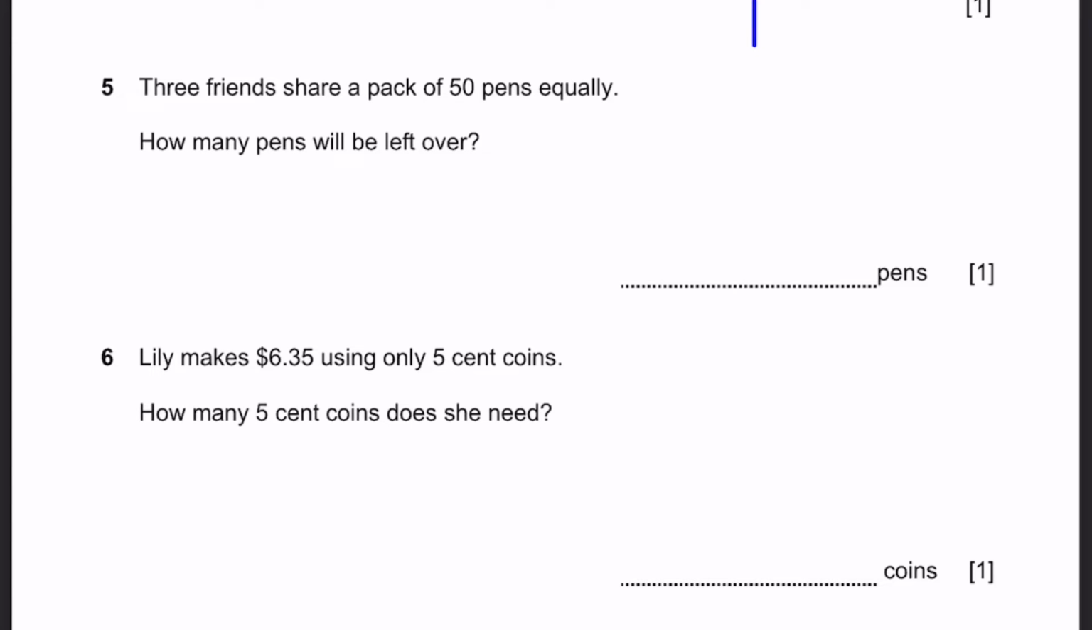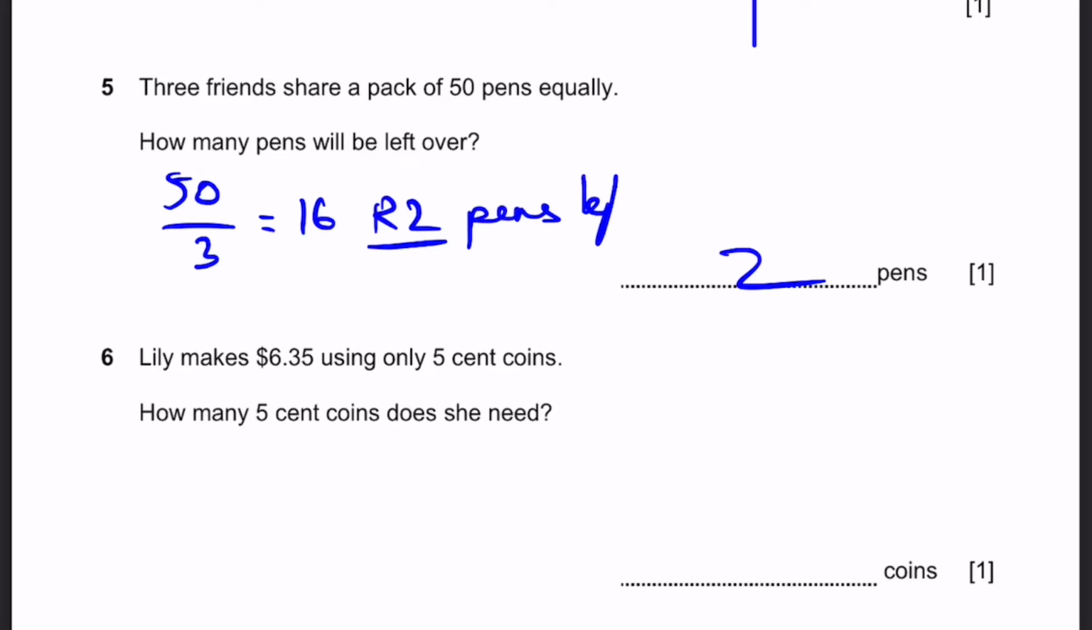Question 5. 3 friends share a pack of 50 pens equally. How many pens will be left over? So 50 divided by 3, that's how much each friend gets. 16 with remainder 2. So that means there'll be 2 pens left. That's the answer.